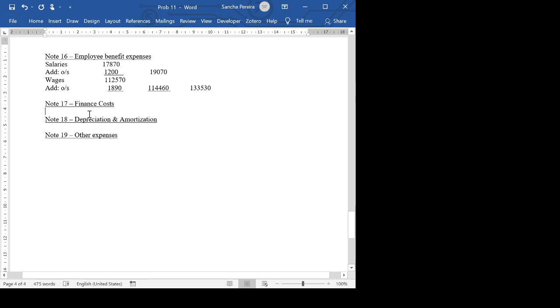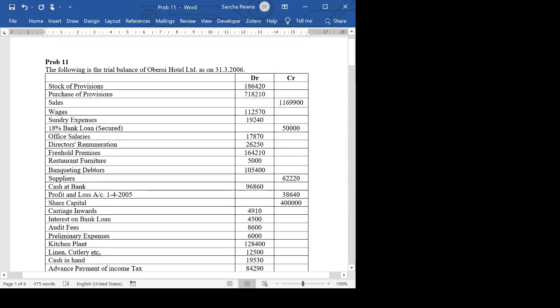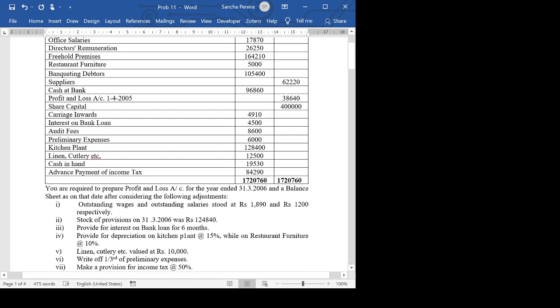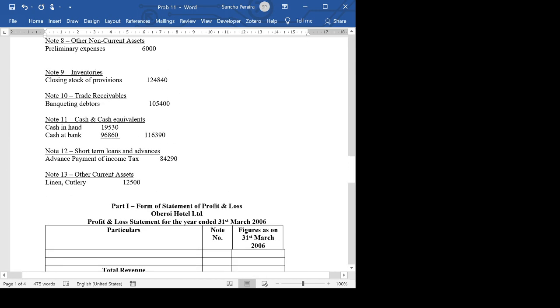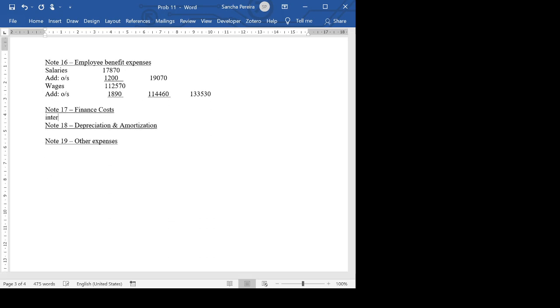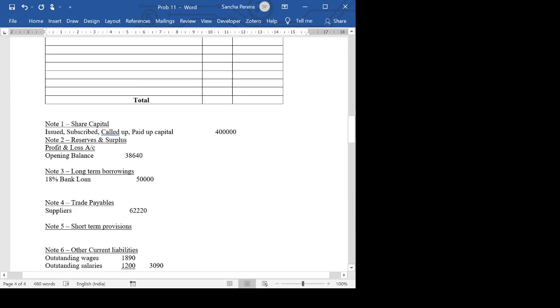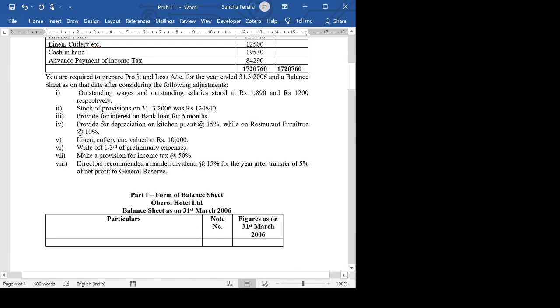Okay. Now coming to finance costs, we have some interest on bank loan. Interest on bank loan 4,500. There will be an adjustment to this. I will come to that when we reach the adjustment. For now, we'll just write it as interest on bank loan 4,500. We also have depreciation and amortization expenses. We have that in the adjustments, so I will come to that when we reach adjustments.